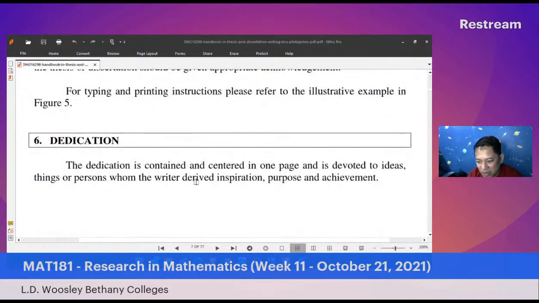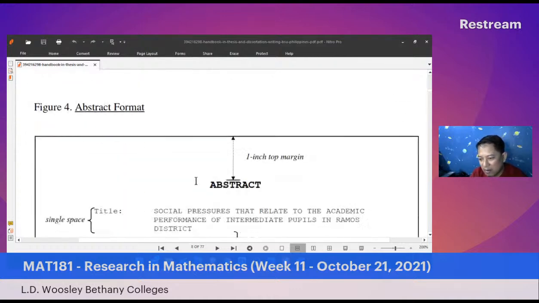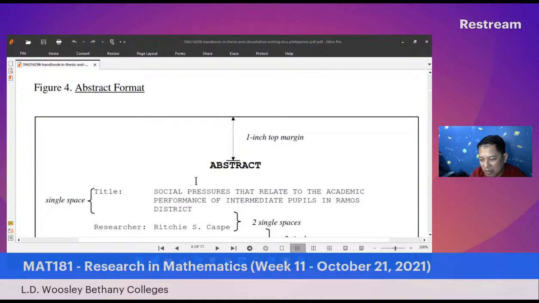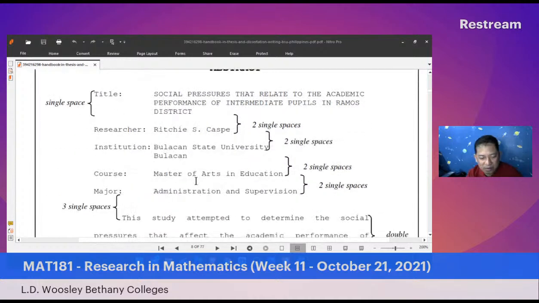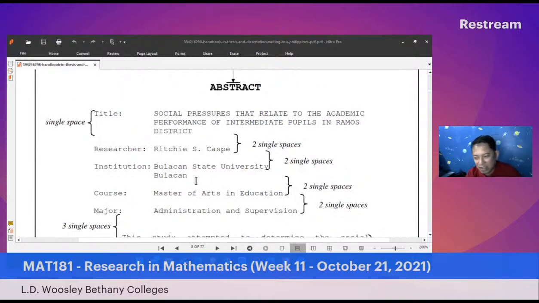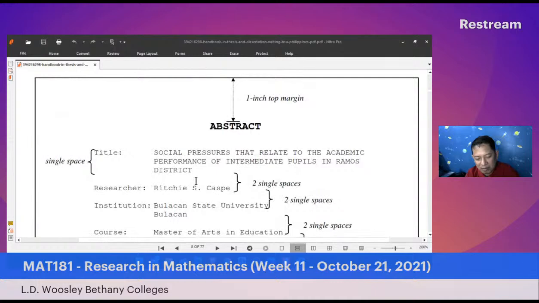Then the dedication contains, centered in one page, ideas, things, or persons from whom the writer derived inspiration, purpose, and achievement. So that's the dedication. Here's the abstract format. Okay, so we have this here. So at least you have a pattern, AJ. We can just contextualize it for Bethany College.